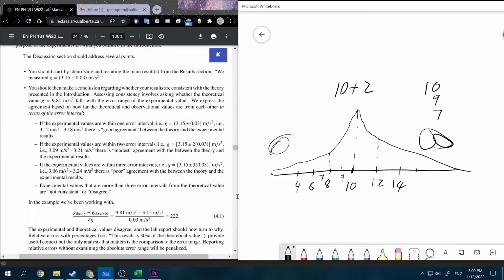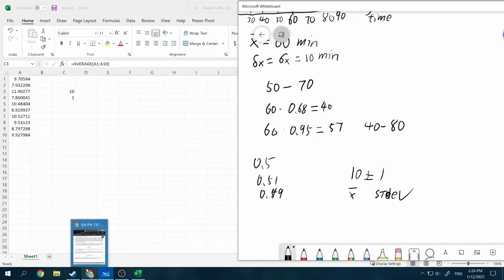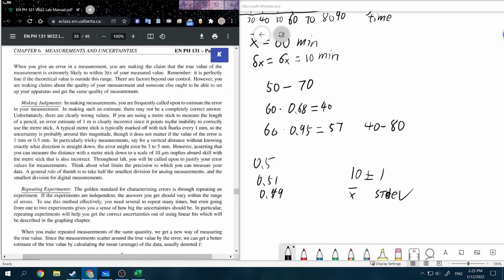So you can just look at this portion of the lab report and make your wording similar to this, and that's how you go about comparing your experimental value with your theoretical value. So let's go back here.